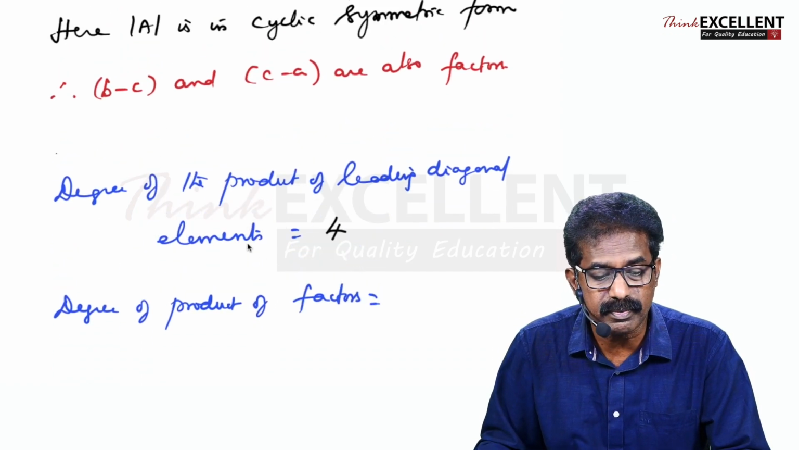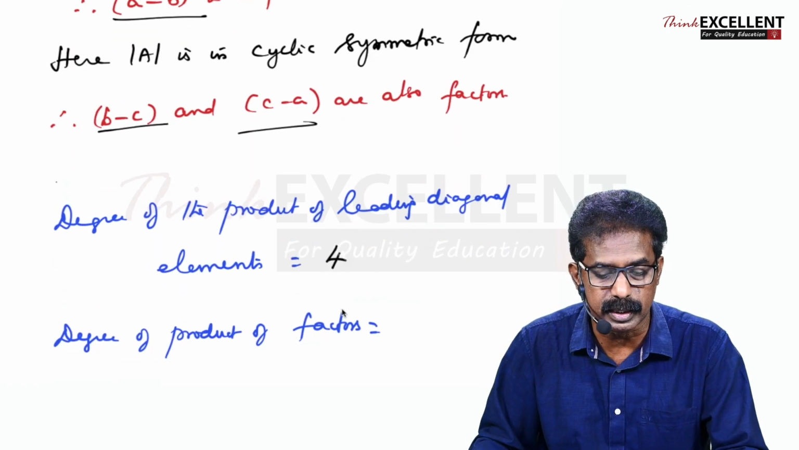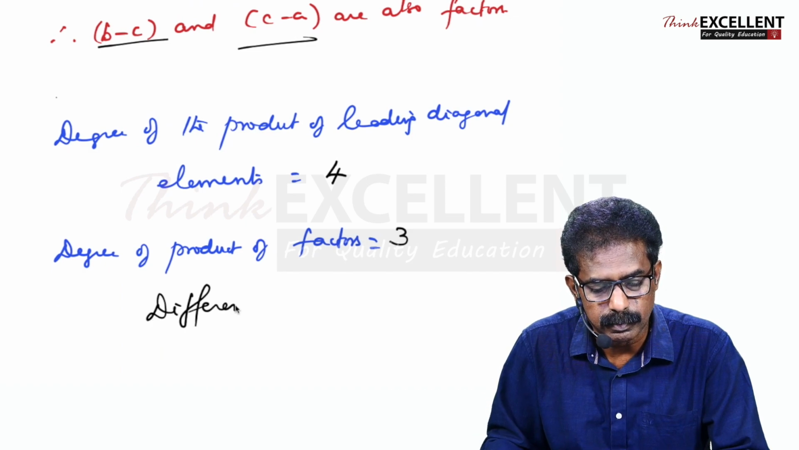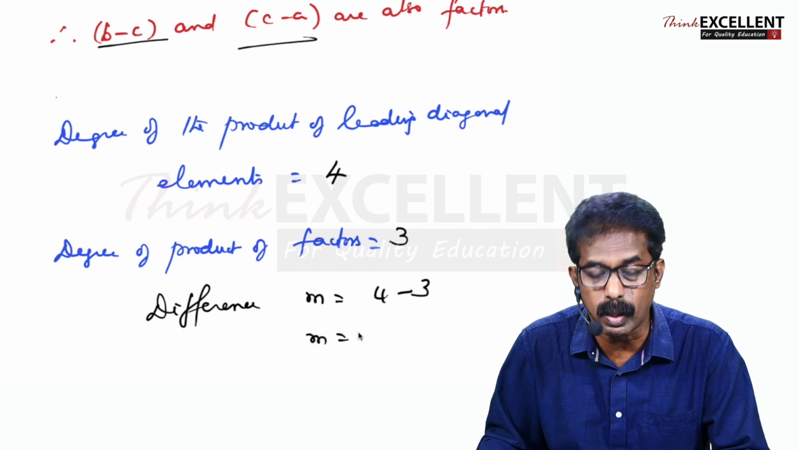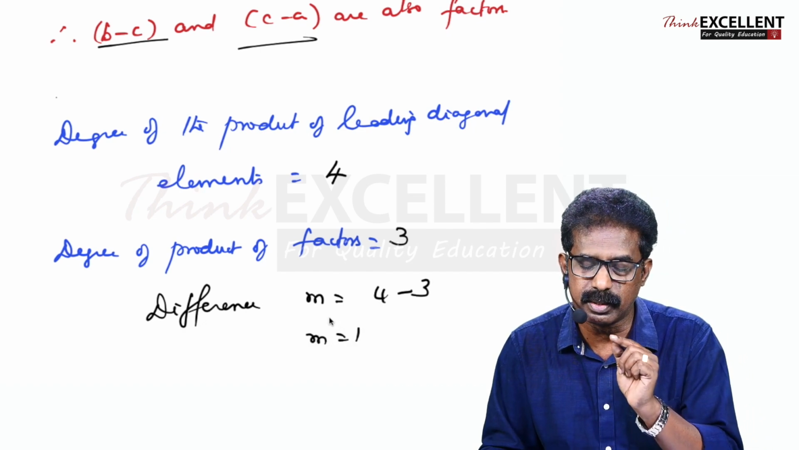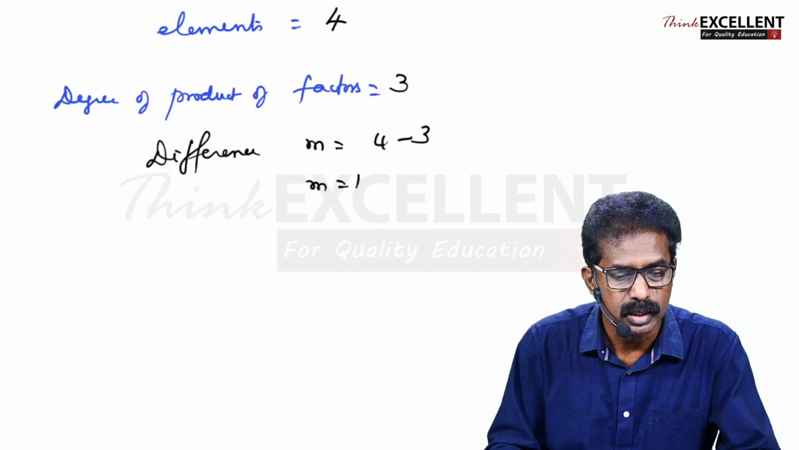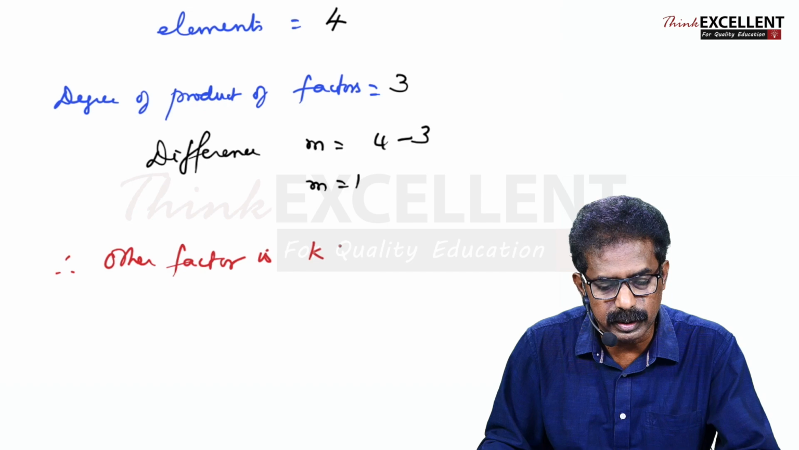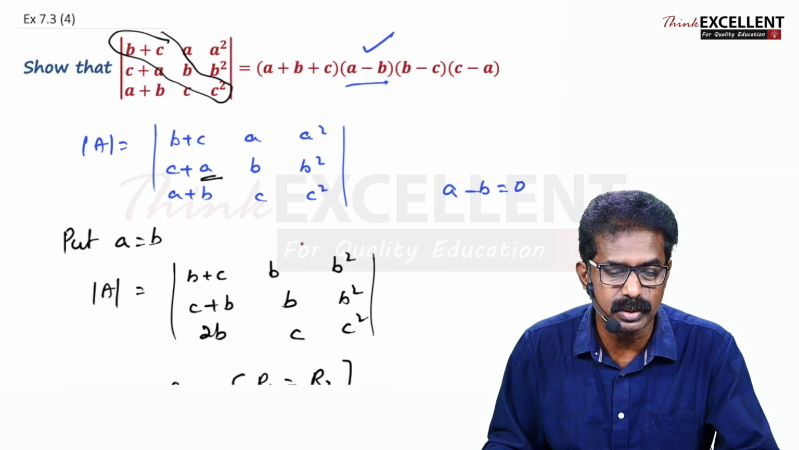The degree of the product of the factors, you got 3 factors, A minus B, B minus C, C minus A, 1, 1, 1, it is 3. So the difference is 4 minus 3, so the difference is 1. In the previous question the difference was 0, so the other factor was just K. Now the difference is 1, so therefore the other factor is K into A plus B plus C.